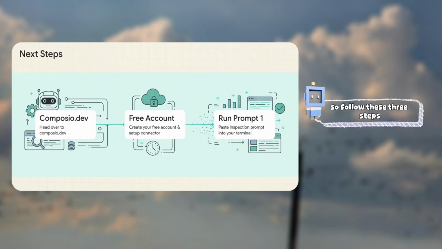So follow these 3 steps. Head over to Composio, set up your connector, and paste that first inspection prompt right into your terminal today. I guarantee you will never want to manually build a spreadsheet again.